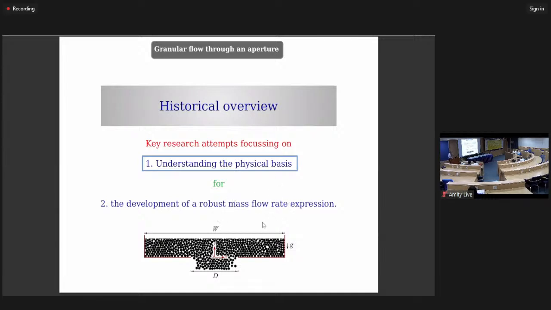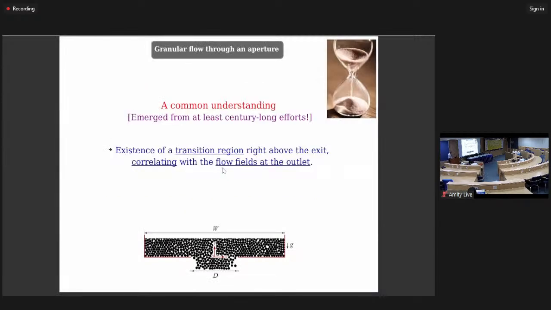As I said earlier, there are two concerns. One is the development of a mass flow rate expression, and the other is understanding the physical basis. My focus for this talk is understanding the physical basis. One understanding that emerged from these century-long efforts is that there exists a transition region right above the exit, which correlates with the flow fields at the outlet. So this is the outlet and this is some transition region here. What is happening here is related to what is happening upstream. That is one common understanding that emerged.